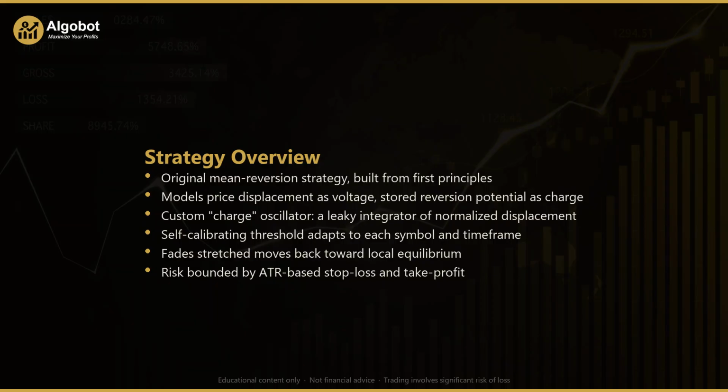The strategy then measures how far this charge has built up relative to its own recent volatility. When the charge climbs to an upper threshold band, the market is considered overcharged to the upside, and the strategy signals a sell, fading back toward equilibrium. When the charge falls to a lower threshold band, it's overcharged to the downside, and the strategy signals a buy. Risk on every position is bounded by the average true range, a common measure of volatility, which sets both the stop loss and the take profit.